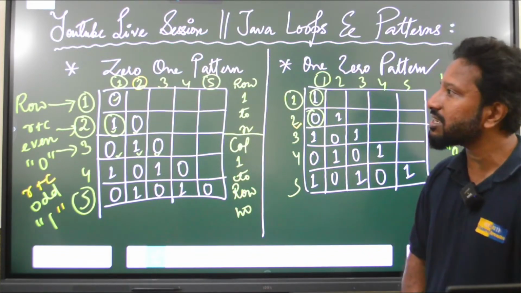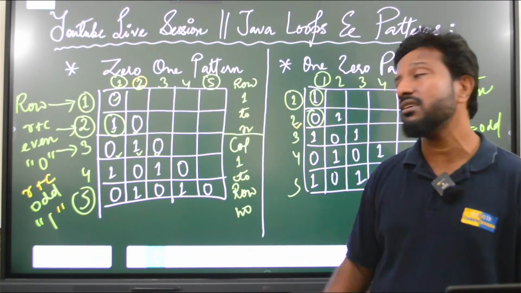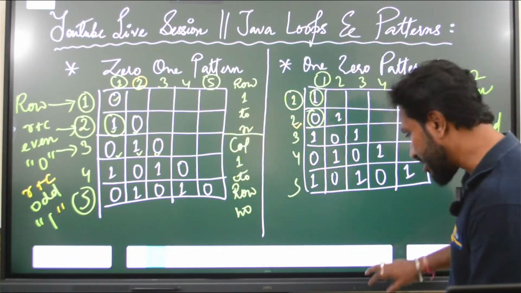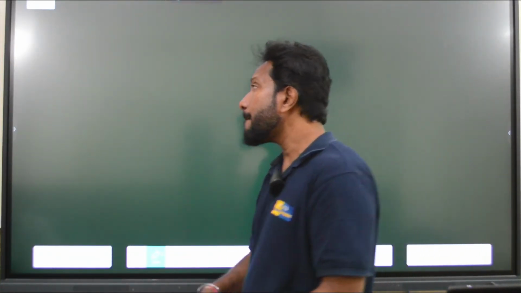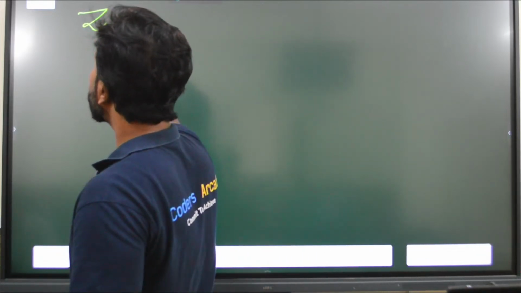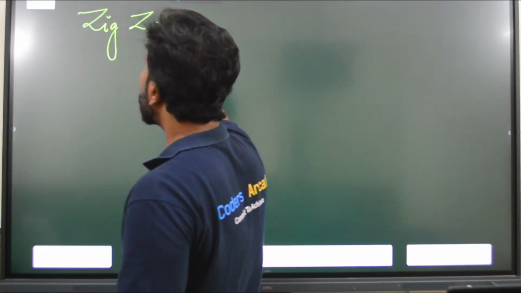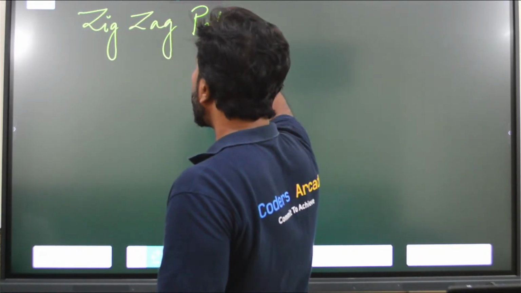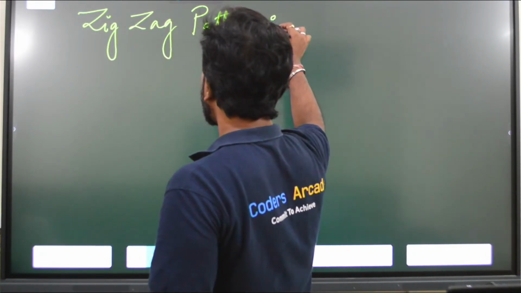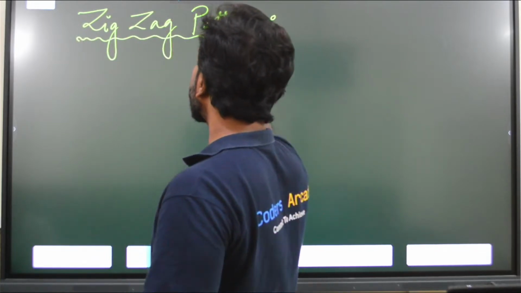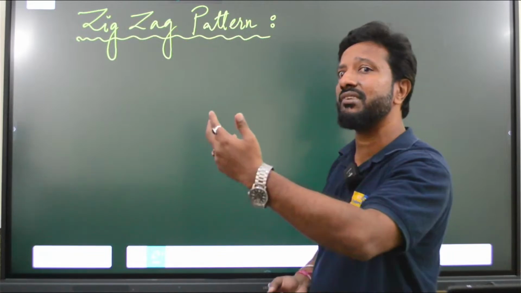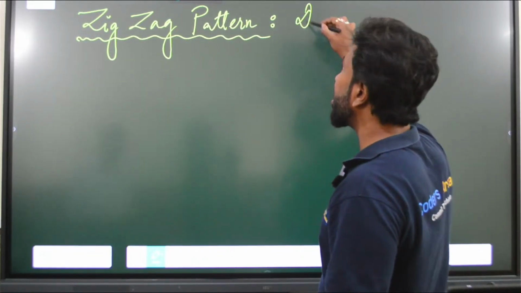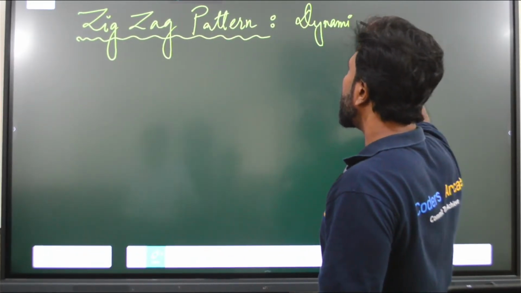Okay, so as I said, the next pattern that we are talking about will be the zigzag pattern. That's a very important pattern. So let me move this up. The zigzag pattern. This is a very interesting pattern, and it is also a pattern where depending on the n value everything is going to change. Okay, it is called a dynamic pattern.